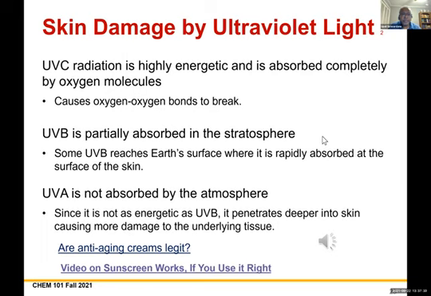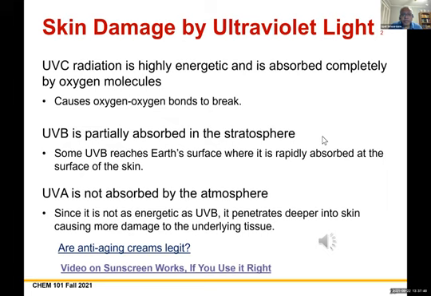UVA is the least energetic UV radiation. It penetrates deep into skin, causing damage to underlying tissues.